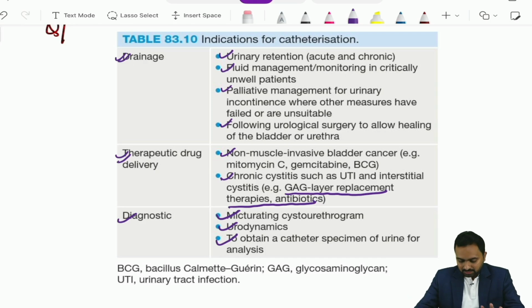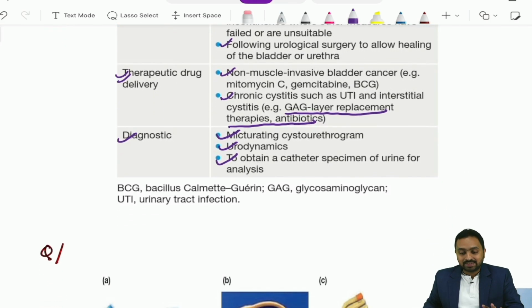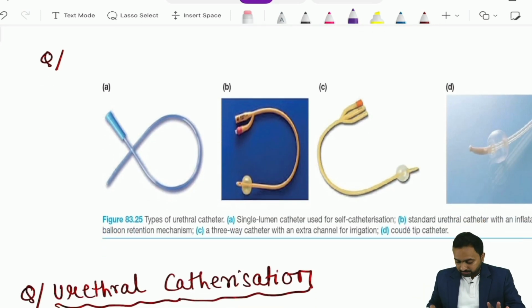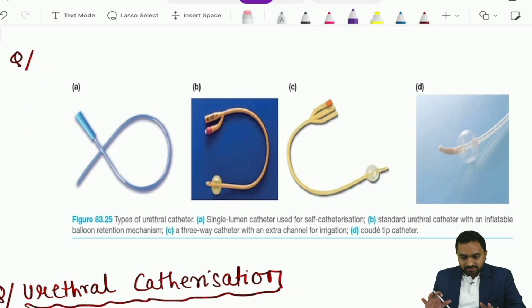So these are the various indications of catheterization, but do remember that you do it in acute retention of urine. And now we shall look at the steps of urethral catheterization. But before that, let's take a look at the various types of catheter.